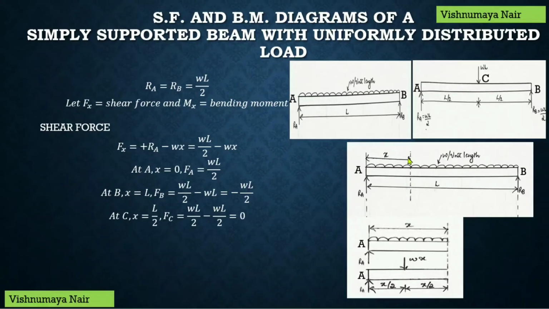Now, the shear force at this section will be equal to the algebraic sum of the forces acting on either the left portion or the right portion of the section. Let's consider the left portion of this section. This is the left portion of the section. On this left portion, we have a reaction force RA acting in the upward direction and a UDL acting over a length of x meters.